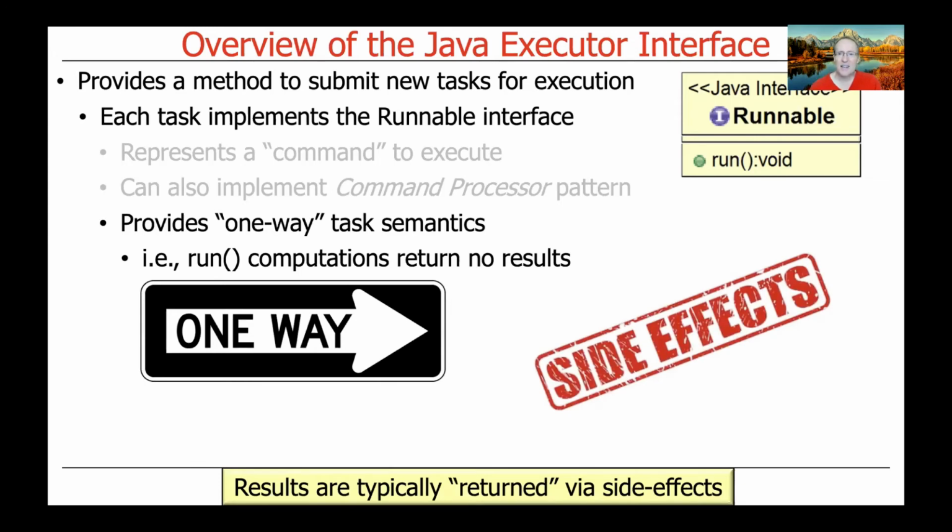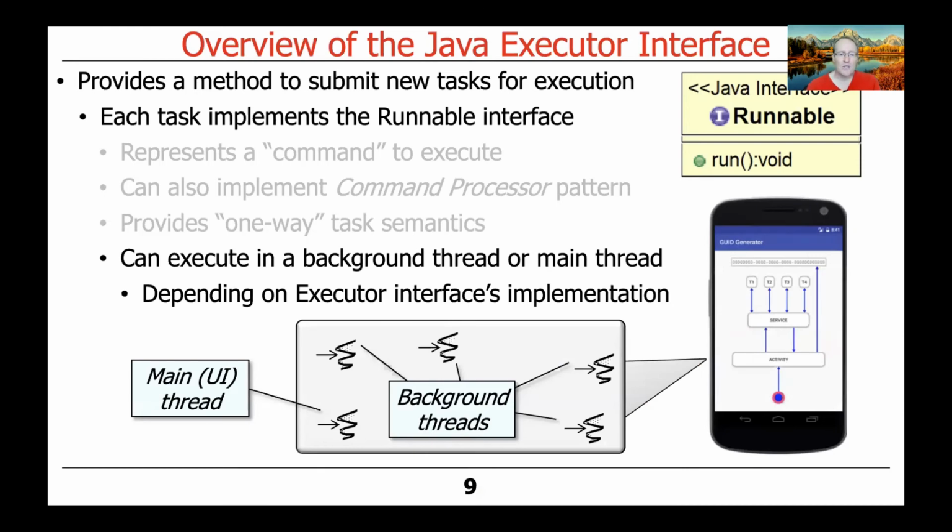So as a result, anything that you need to do that returns something or has some other behavior besides just doing a computation needs to be performed through so-called side effect. What you typically do with a runnable is you use it to execute in a background thread, maybe the main thread, but often you use it to run something in the background thread.